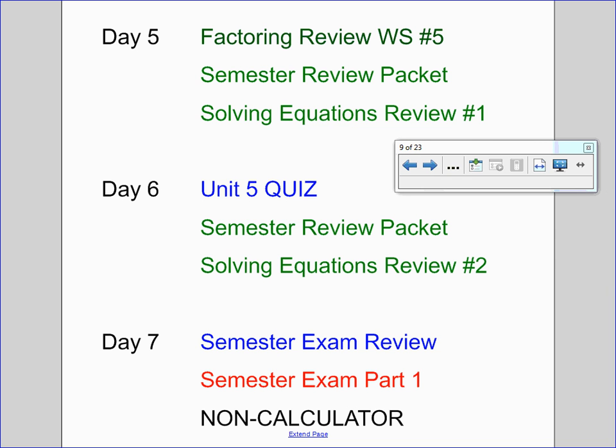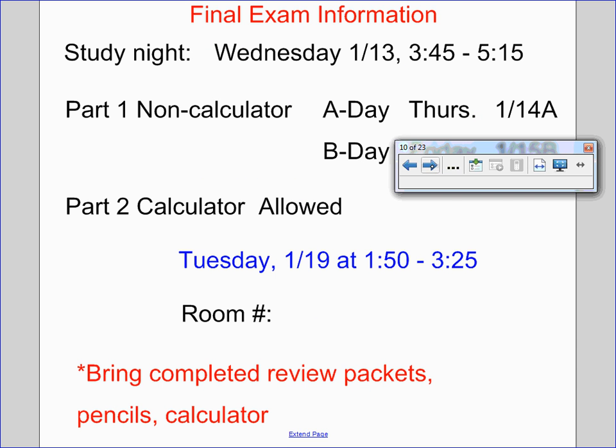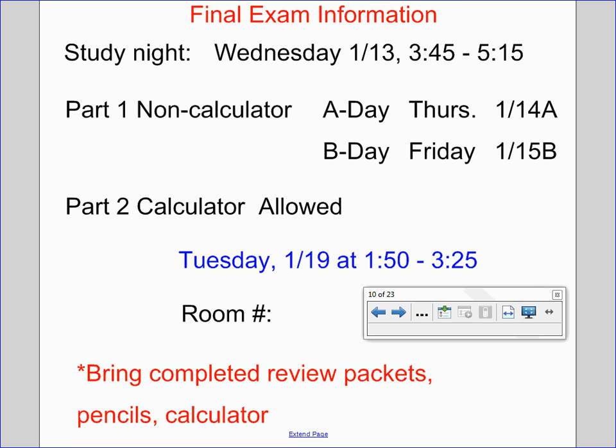And then day 7, that's our last day of the semester, right? Next Thursday for us, A day, and Friday B day. That's when you're going to take part 1. Part 1 is non-calculator, and you can see what kind of exercises are non-calculator based on the last page of the review packet. We went ahead and divided up the problems into calculator allowed versus non-calculator and included that so that you could direct your study accordingly. All right, so let's go ahead and take a look at our final exam review schedule.